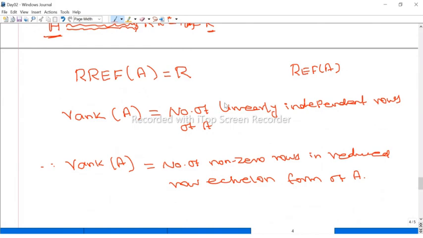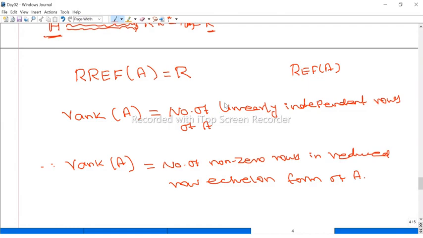Same thing here. You have to reduce the matrix into the row echelon form, and then find the number of non-zero rows. But for the time being, we assume that this is the definition. After we introduce linear transformation, vector space, and all those things, we define the rank of the matrix in some other way. But this is the original definition. All of the definitions are equivalent.